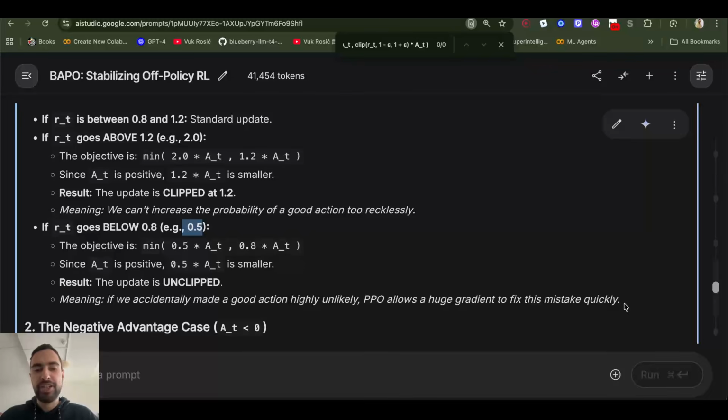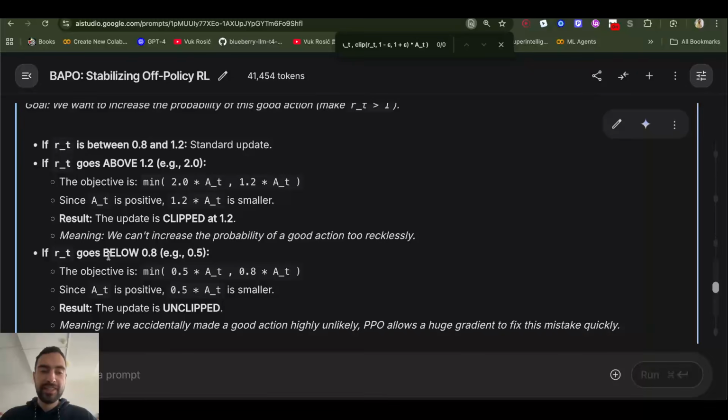And Gemini's explanation is not actually that good here. It's a bit confusing. Just understand that we don't want to constrain this case. We want the model to fix its mistake of accidentally making a good token less likely in previous iterations. And it's not going to be a huge reward anyways, because the advantage is smaller than 1.